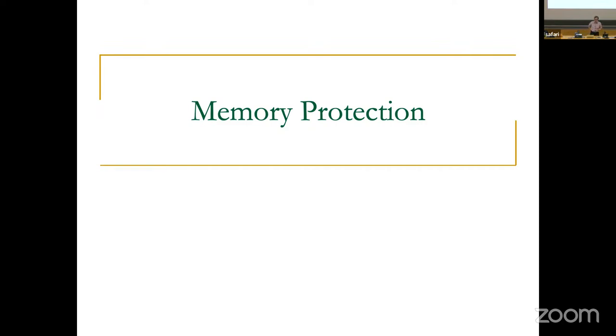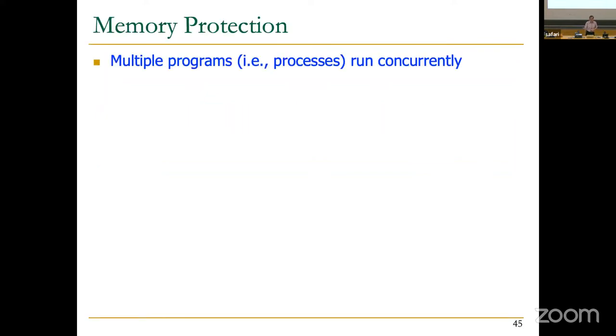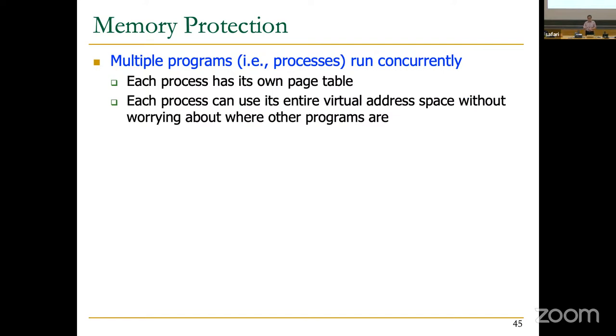Okay, let's talk about the memory protection aspects of virtual memory. And I like this part because I get to talk about RowHammer here also, as you will see. But this is actually interesting because memory protection is necessary, right? Multiple programs or processes run concurrently. Each process has its own page table. Never forget that. Each process can use its entire virtual address space without worrying about where other programs are or what they're accessing. This is beautiful, right?